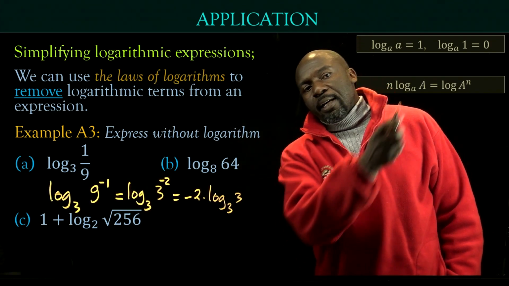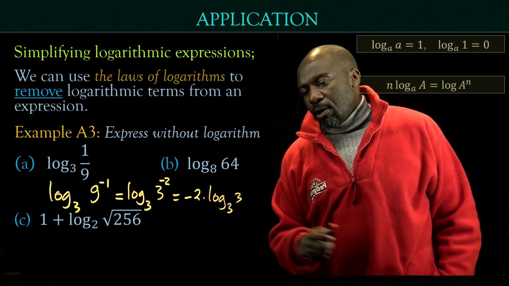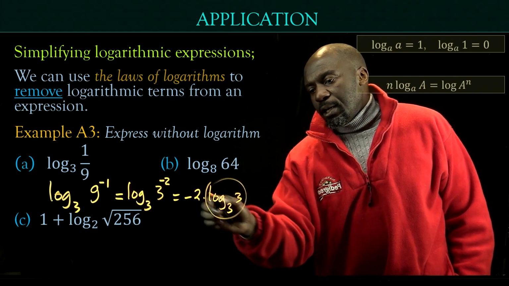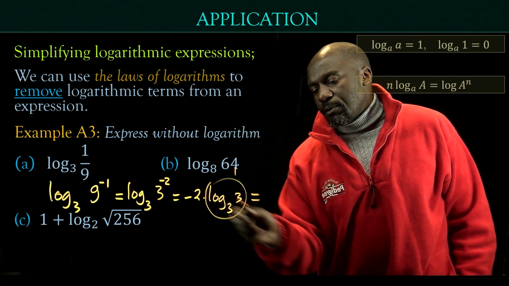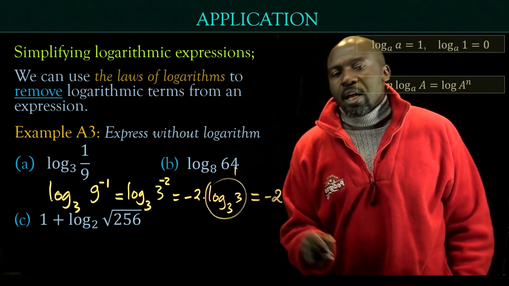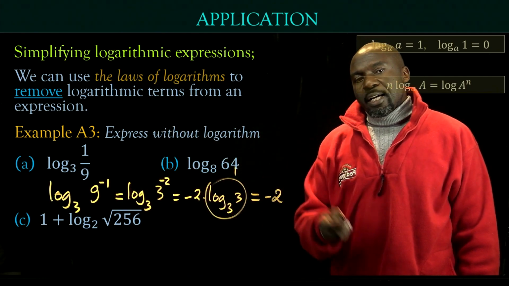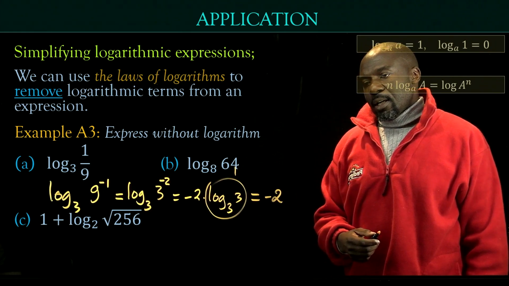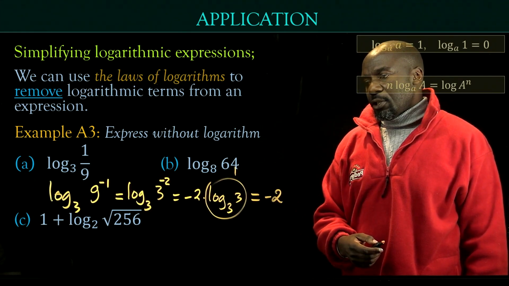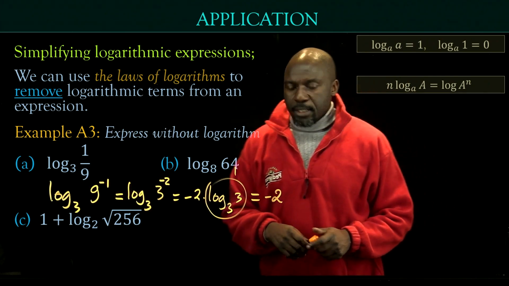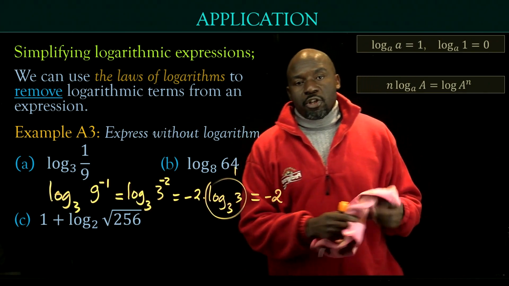And now I can go ahead and use the law up there. The log to base a of a is 1. So all this thing here is just 1. So this is -2 times 1, which is -2. I have expressed the log to base 3 of 1 over 9 without logarithm being in the expression. So that is what this question is asking me to do. Okay, let's try the same with question number B.